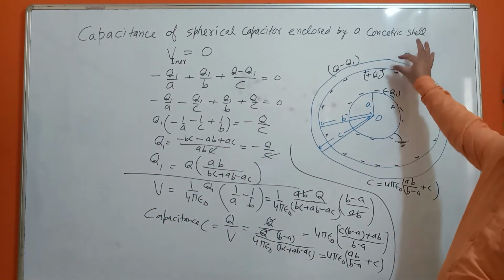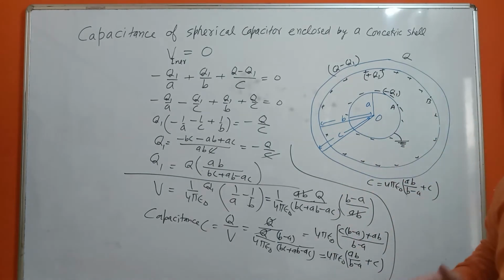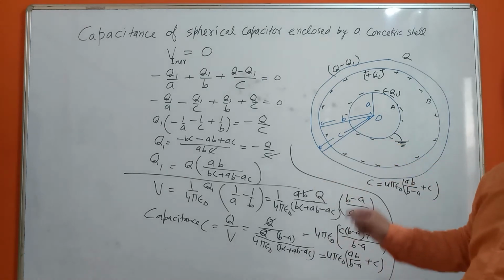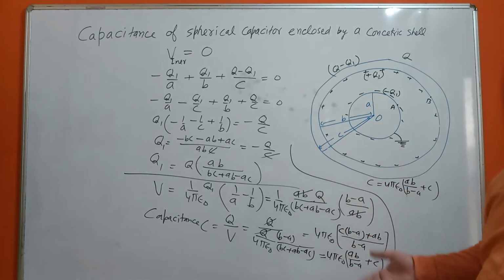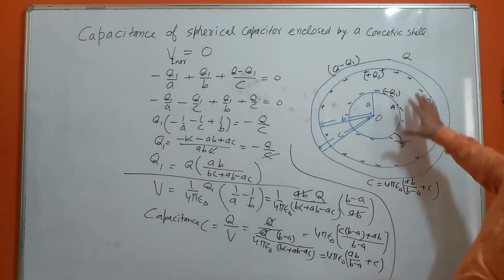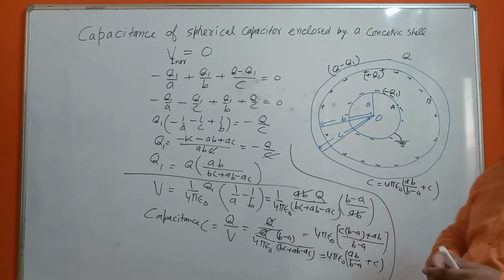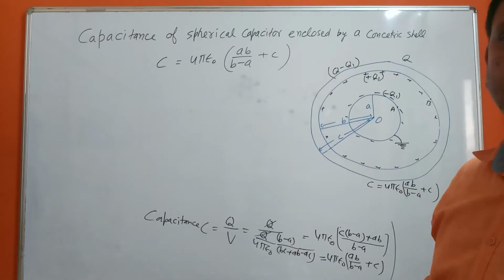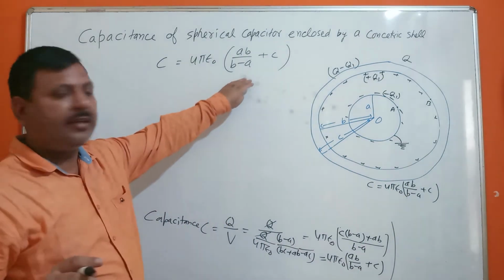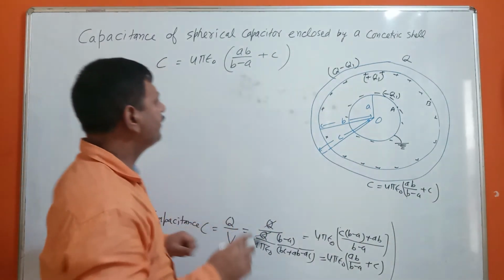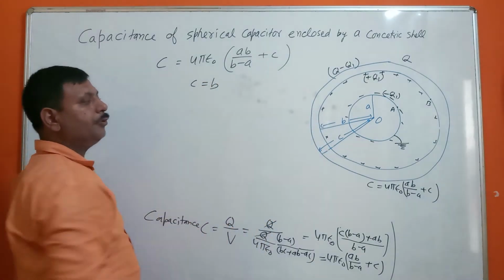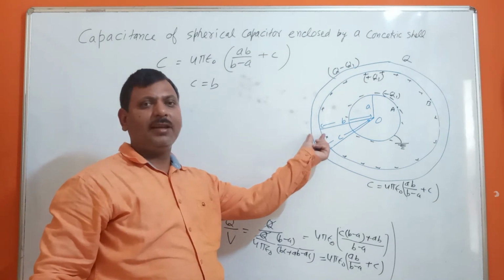Suppose this concentric shell is taken very thin, meaning the radii B and C are about equal. Then what happens? We can find the formula for a spherical capacitor whose inner sphere is earthed. If the shell is very thin, meaning C is equal to B, its width is negligible, so C is equal to B.